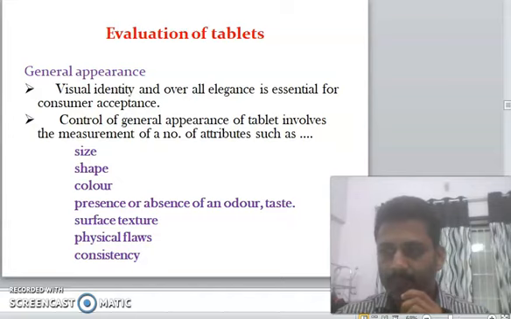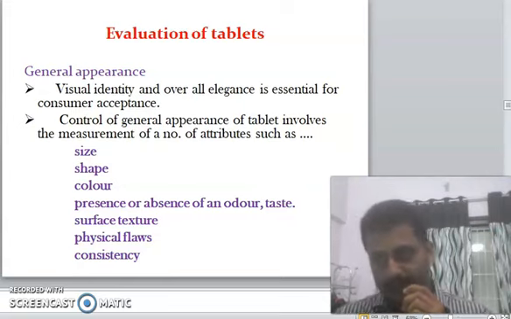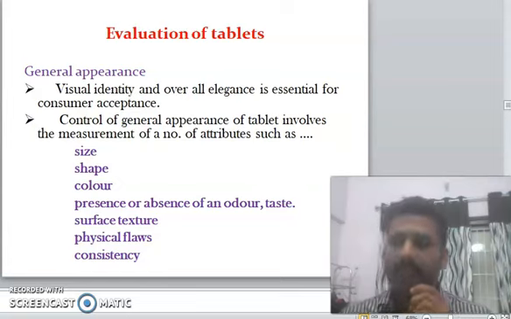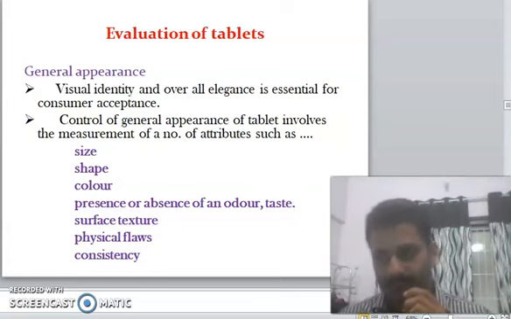Then these tests can also be grouped broadly into two categories. We can broadly divide them into pharmacopoeial or official tests, and non-pharmacopoeial or unofficial or non-official tests. So this evaluation test can again be classified as the pharmacopoeial or official test and the unofficial test.